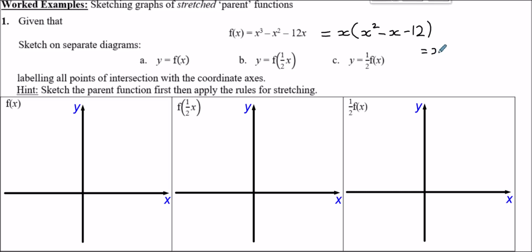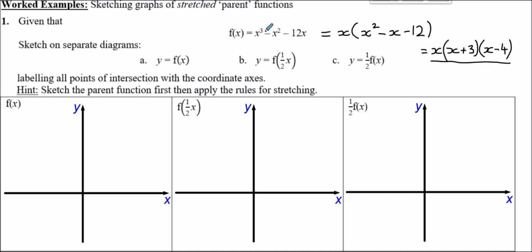Now inside the brackets that will factorize again. Two numbers that multiply together to give negative 12 and add up to minus 1. That's going to be x plus 3, x minus 4, because 3 times minus 4 gives minus 12, and 3 take 4 gives us negative 1.